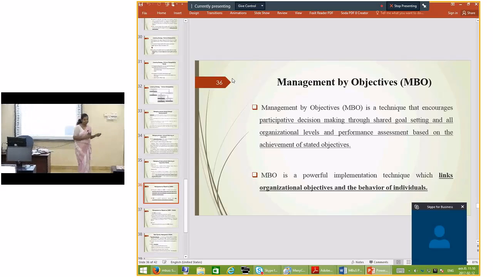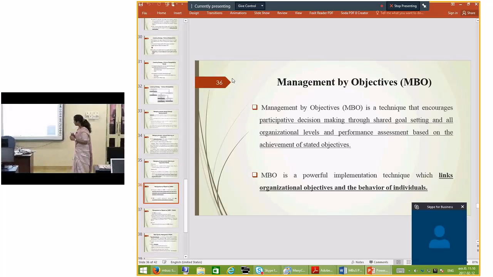Management by objectives? That means actually this is some kind of participative decision making style. You can all read this: MBO is a technique that encourages participative decision making through shared goal setting at all organizational levels and performance assessment based on the achievement of stated objectives. What does it mean? It is not the autocratic leadership style.